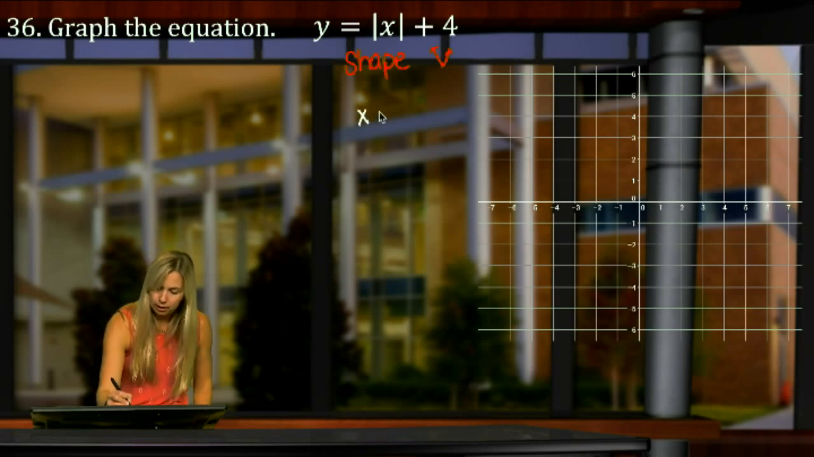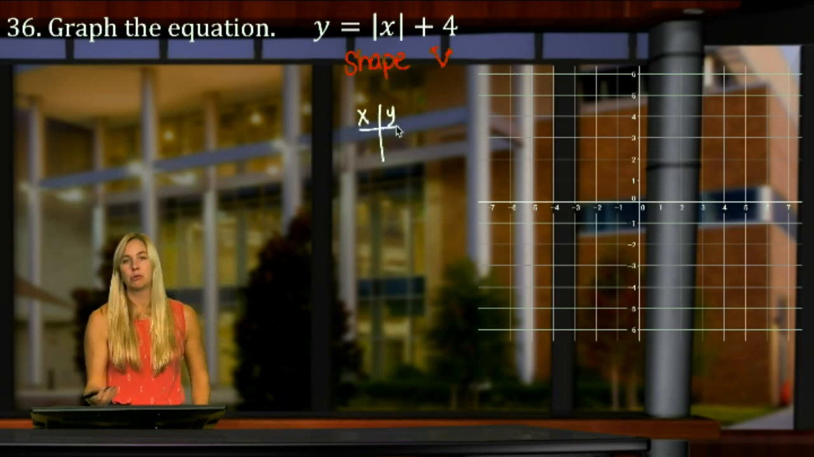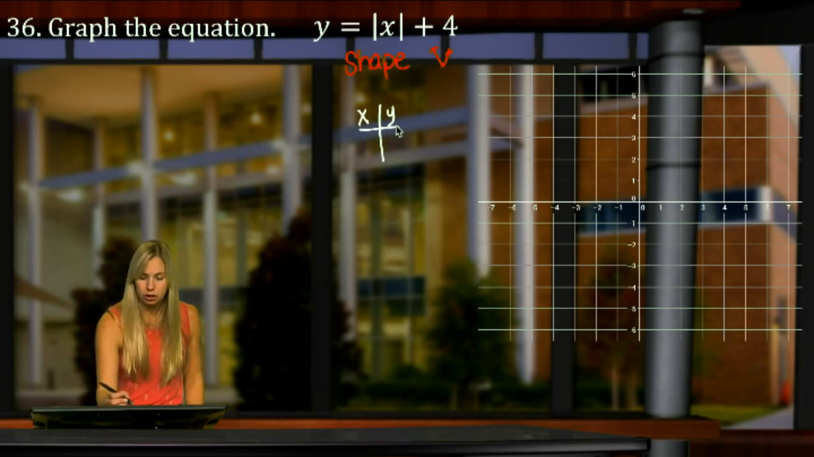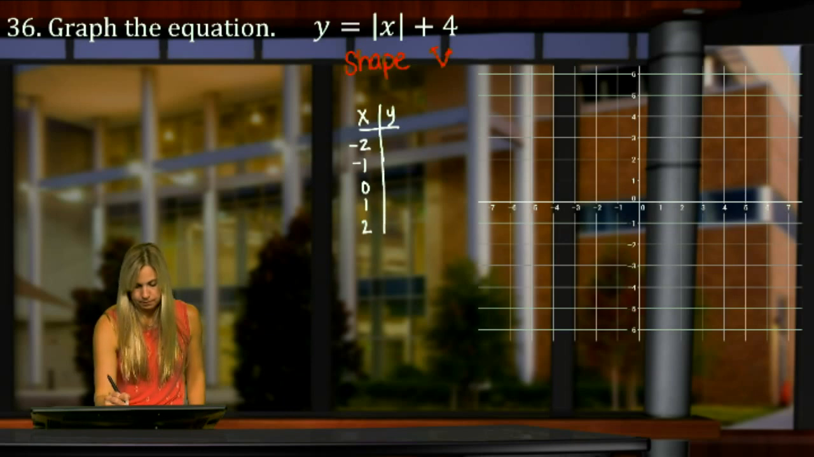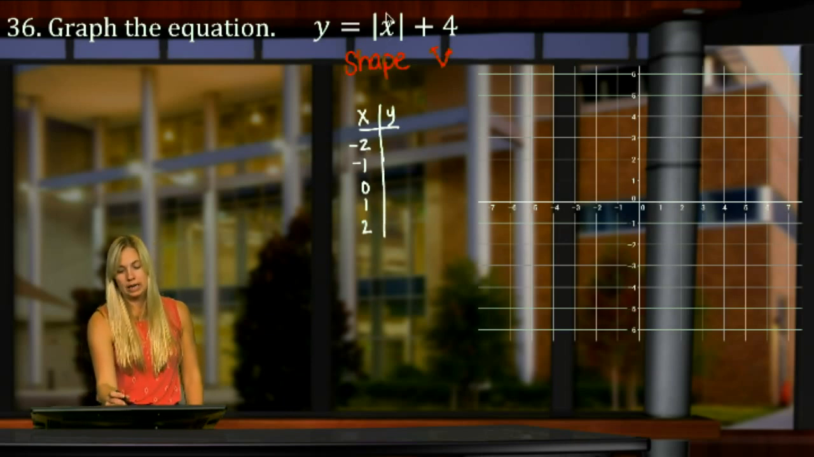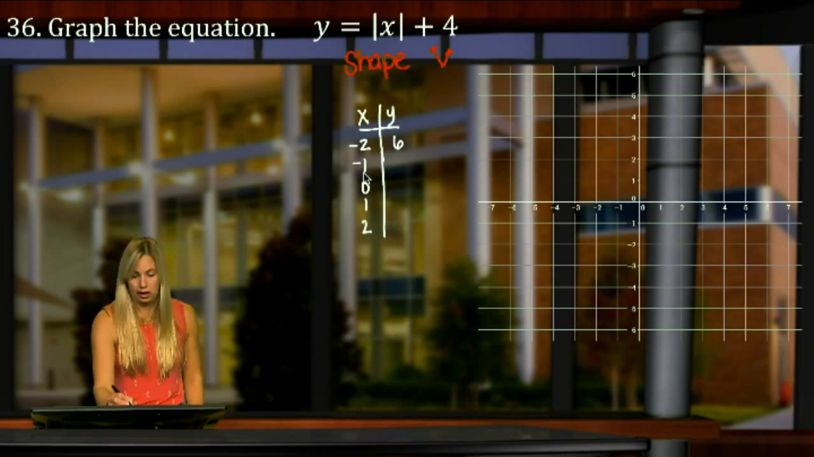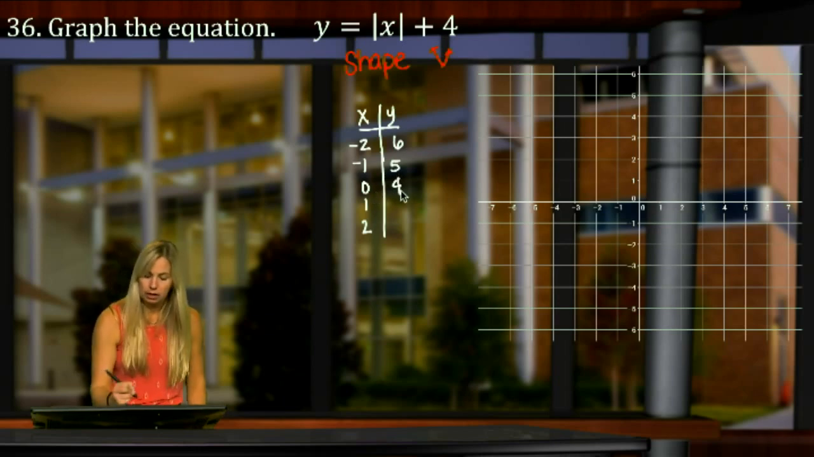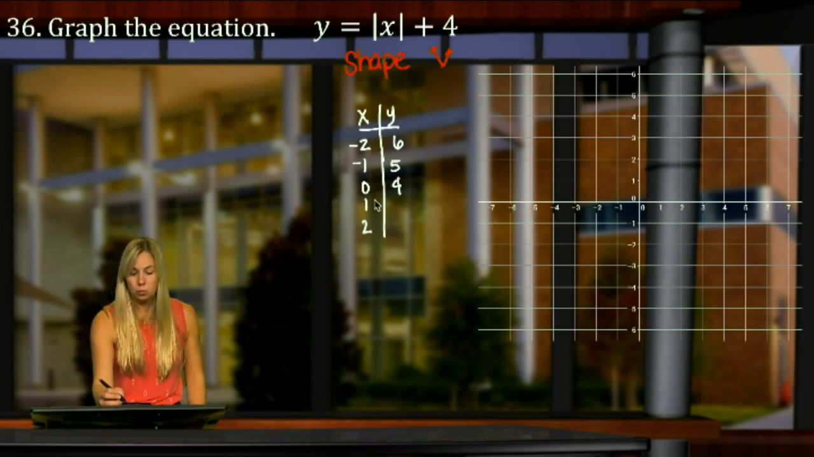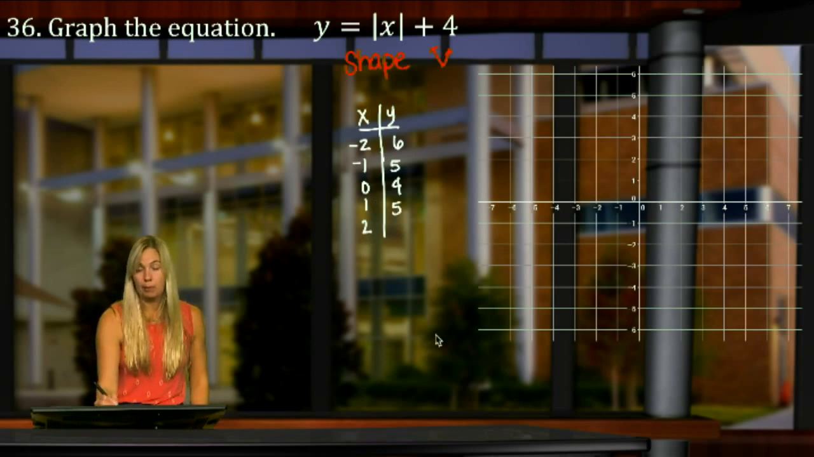So I'm going to make a table of values, and I'm going to start with my default x values, -2 to 2. When I plug in x equals -2, the absolute value of -2 is 2, plus 4 is 6. Absolute value of -1 is 1, plus 4 is 5. The absolute value of 0 is 0, plus 4 is 4. The absolute value of 1 is 1, plus 4 is 5. The absolute value of 2 is 2, plus 4 is 6.